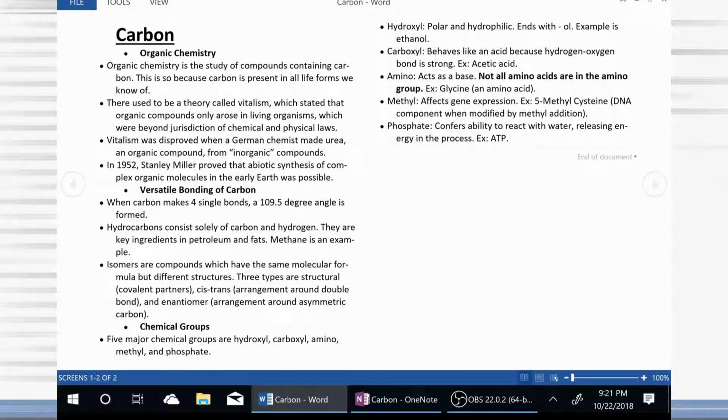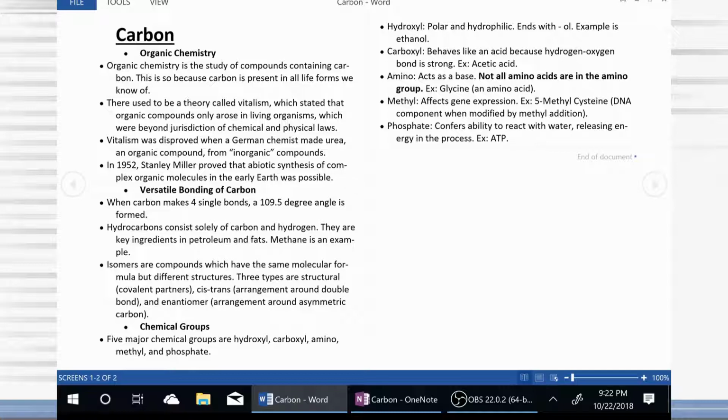Now, another major experiment in organic chemistry occurred in 1952 when a graduate student named Stanley Miller proved that synthesis of complex organic molecules in the early Earth was possible from abiotic sources, like comets, and other sorts of abiotic factors. So let's go over his experiment.